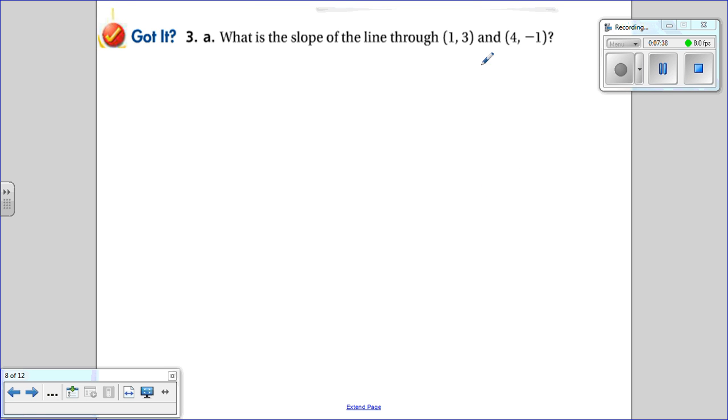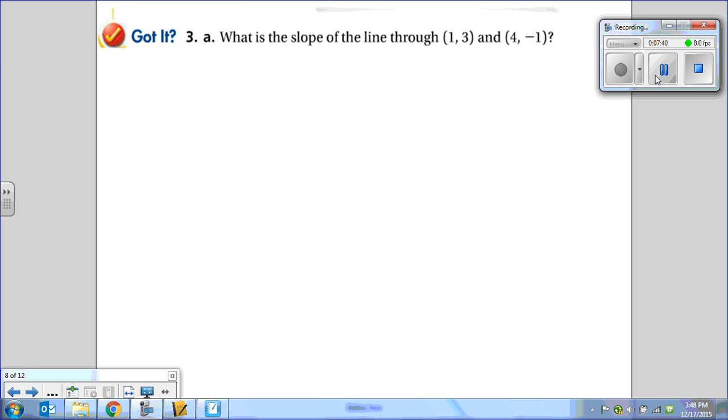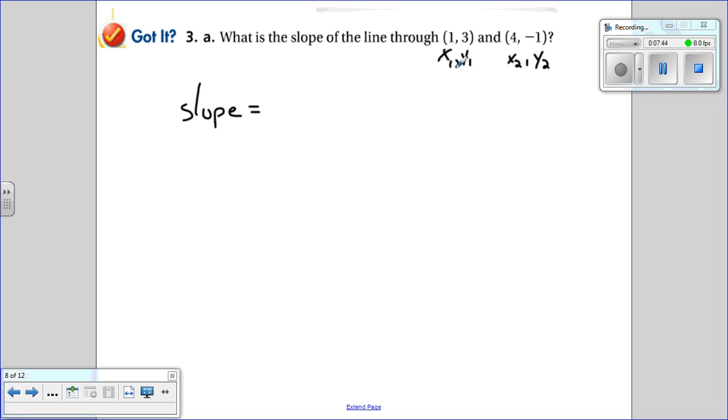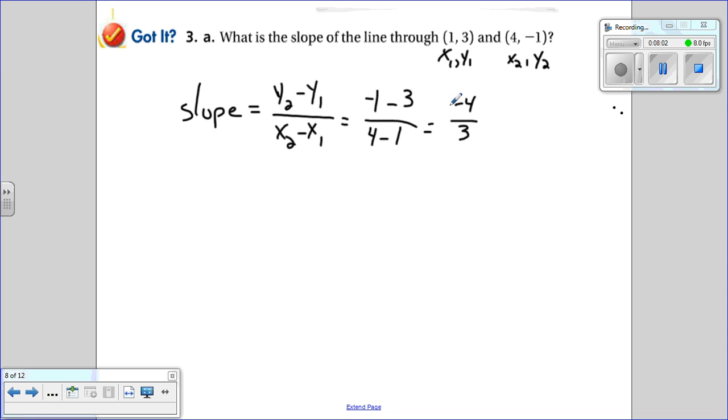I'm going to give you a second. Go ahead and do this one. So I'm starting off by labeling what our x's are and our y's are. My next step is plugging the numbers into the formula. So you see y2 was negative 1, y1 was 3, so negative 1 minus 3. x2 was 4, and x1 was 1. And then you just do the subtraction, and you get negative 4 over 3.